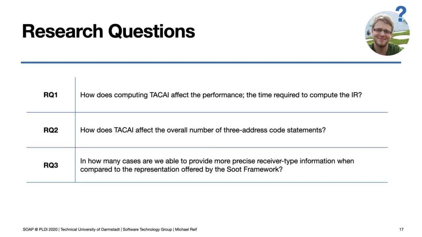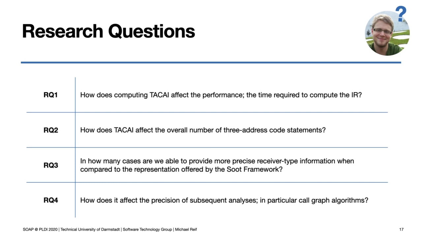Then we also wanted to know how many times we have more precise receiver type information compared to Jimple, and we also wanted to know how using TACAI affects the precision of subsequent analyses, in particular call graph algorithms, which we tested here using a simple CHA algorithm, because you can see the effect there immediately.